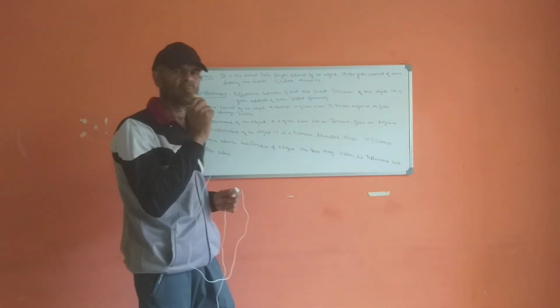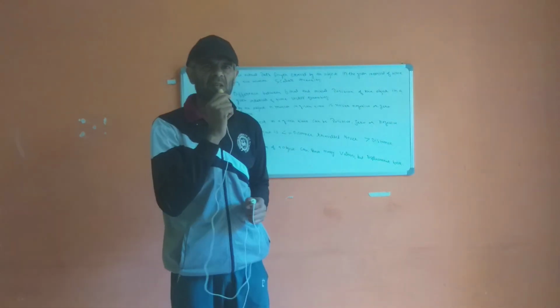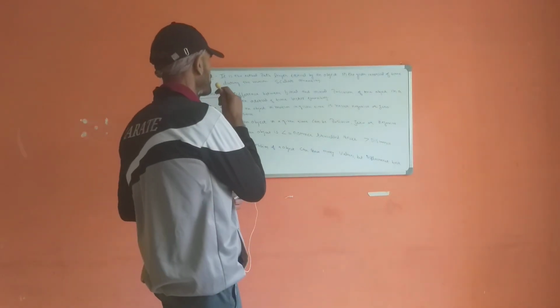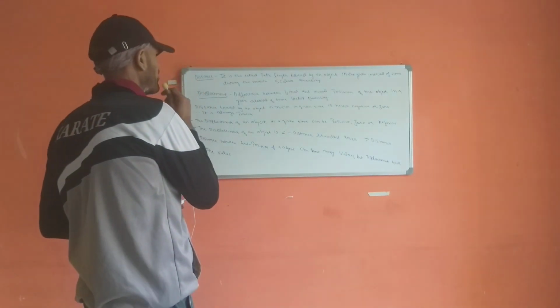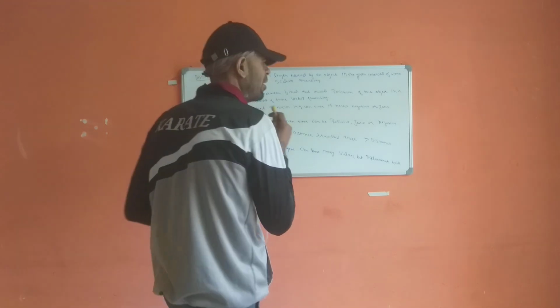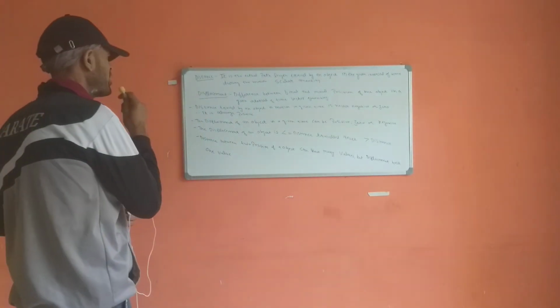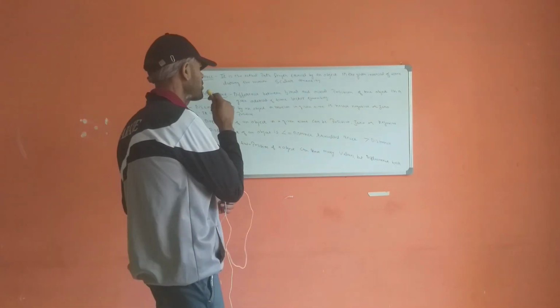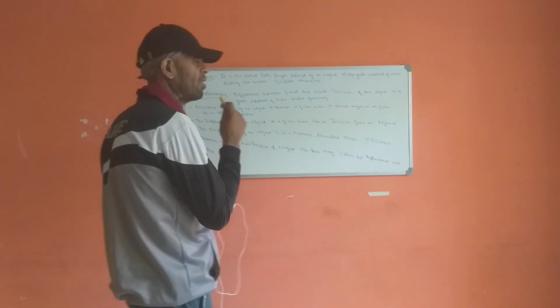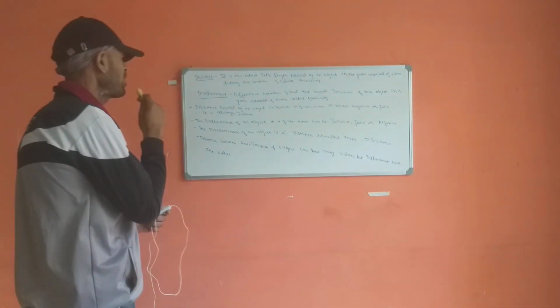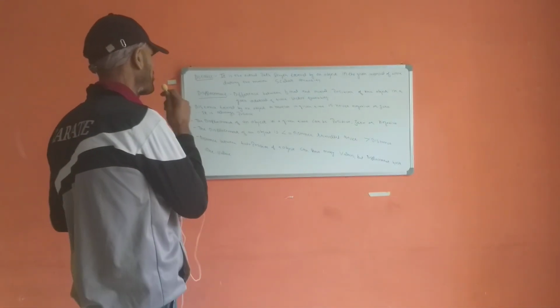So we'll see basics. Distance. It is the actual path length traveled by an object in the given interval of time during the motion. Distance is a scalar quantity. Displacement. So what is displacement? It is the difference between final and initial position of an object in a given interval of time. It is a vector quantity.